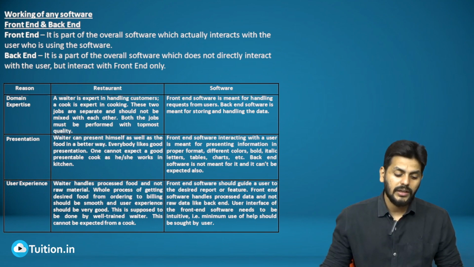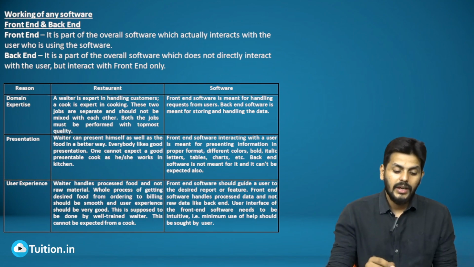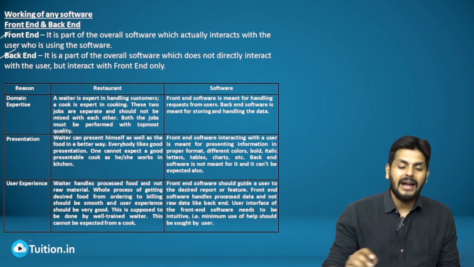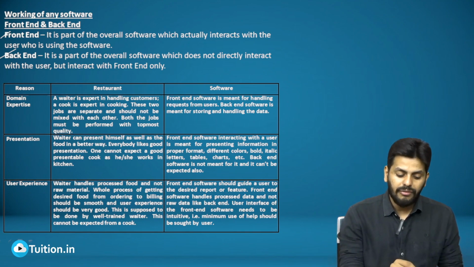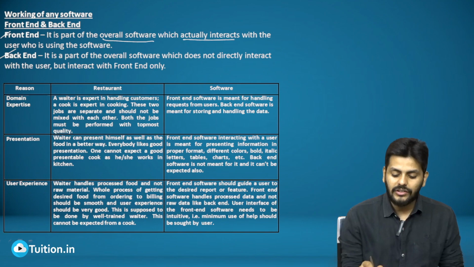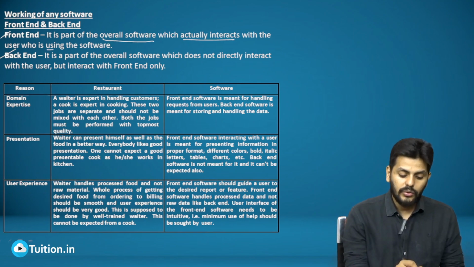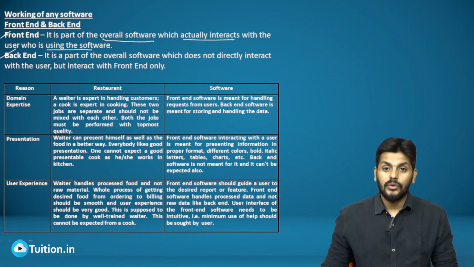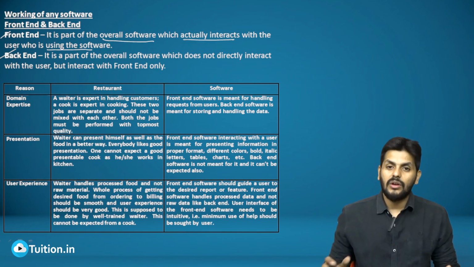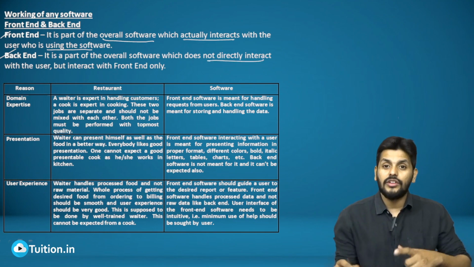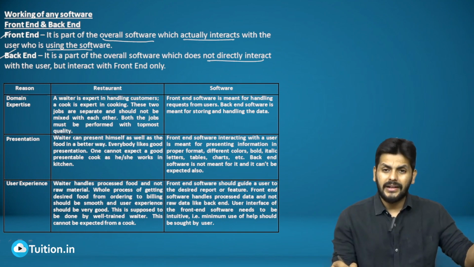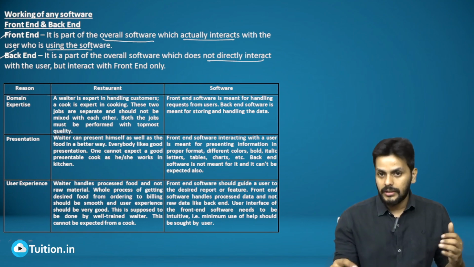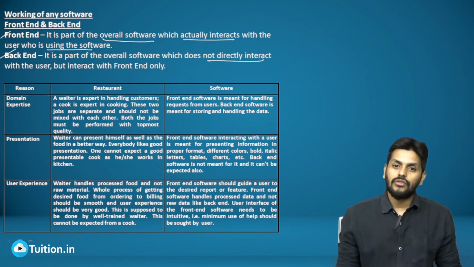How is the software going to work? It is classified into a front end and a back end. Front end is that part of the overall software which actually interacts with the user who is using the software. Back end does not directly interact with the user, because it just interacts with the front end. I as a user will talk to the front end, which will talk to the back end and get me whatever I'm supposed to get. That's the working of a software. Normally that's how the software is supposed to work.